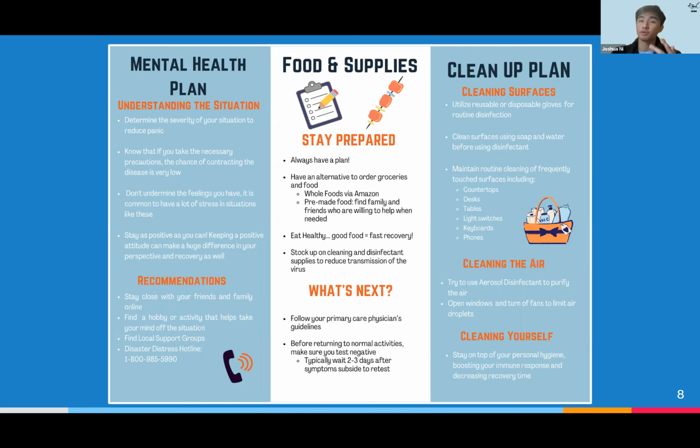Stay in contact with friends and family, even if you're quarantined. Go play some basketball by yourself if you have COVID, or just find a hobby just to take your mind off of the situation. There are also a lot of local support groups around you that you can go to as well. In an emergency, we also provided a phone number for the disaster distress hotline that is seen at the bottom left corner of the screen.